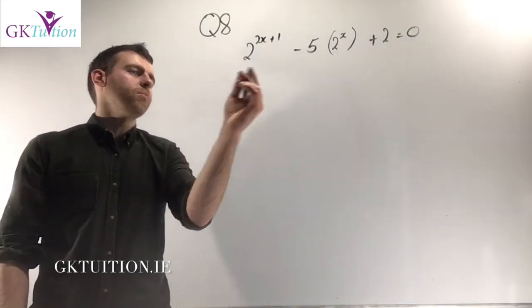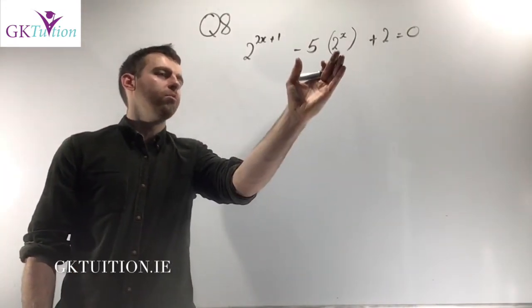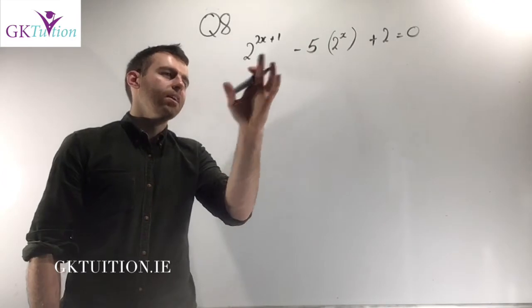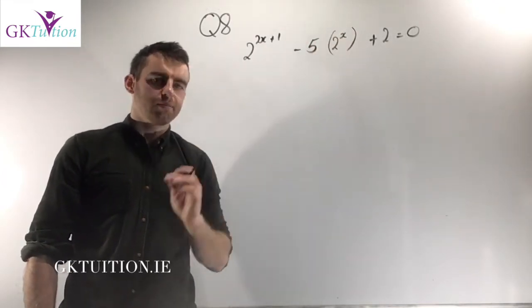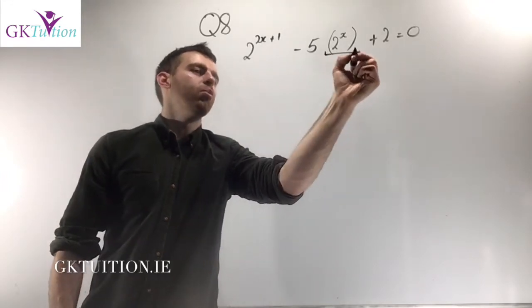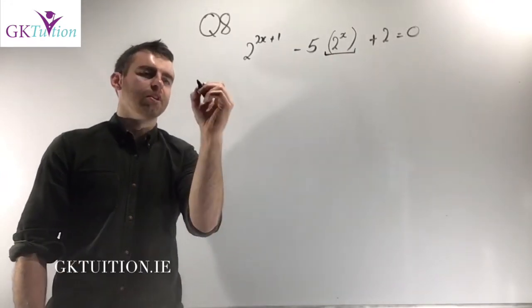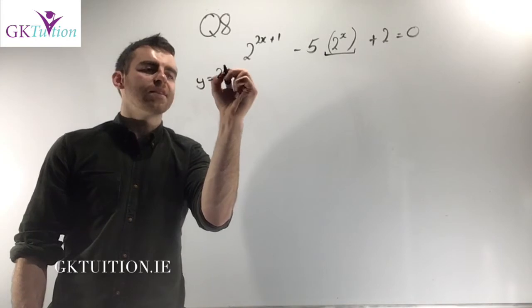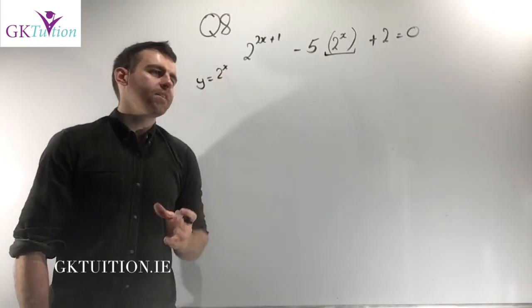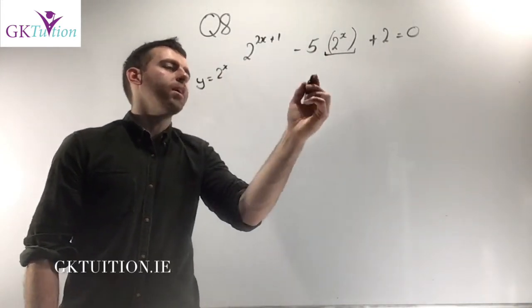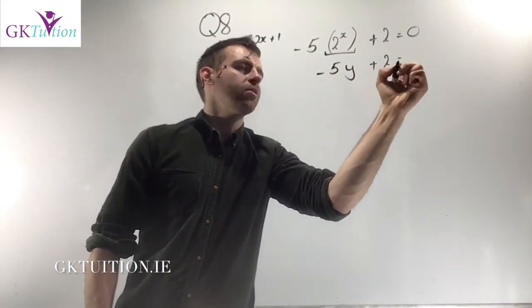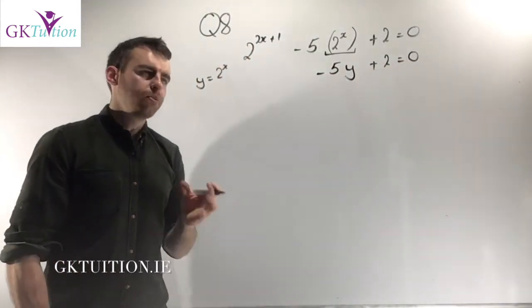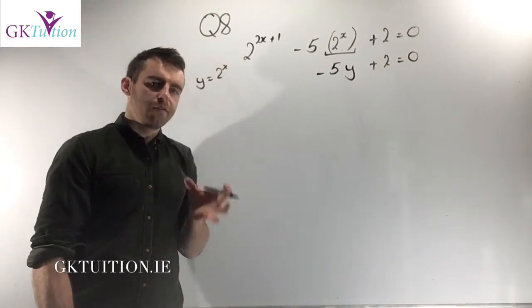So I'm going to take this simple term that has an unknown in the power. Clearly the 2 to the power of x is simpler than the 2 to the power of 2x plus 1. So this is the simple one. This is going to be my substitution. Instead of 2 to the power of x, I'm going to sub in a y. That tells me that if I subbed in y, this term would just become minus 5 times y, and the last term would just be a plus 2. The problem lies in what am I going to do with the first term.